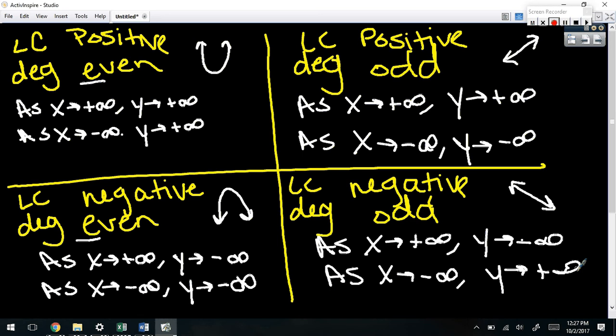Then, wait. You're always going to have one positive, one negative x, because you're talking about the left side and the right side. So it depends on what side we're talking about. So look at this. The left side is going up and the right.